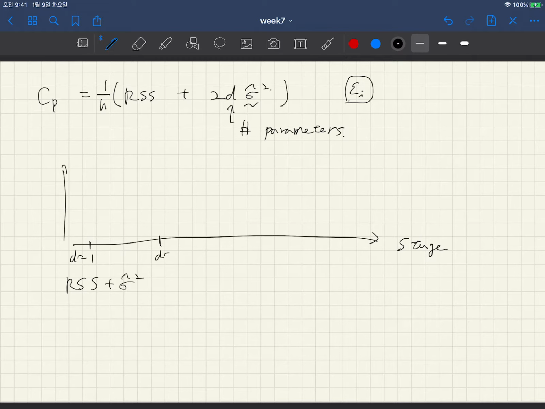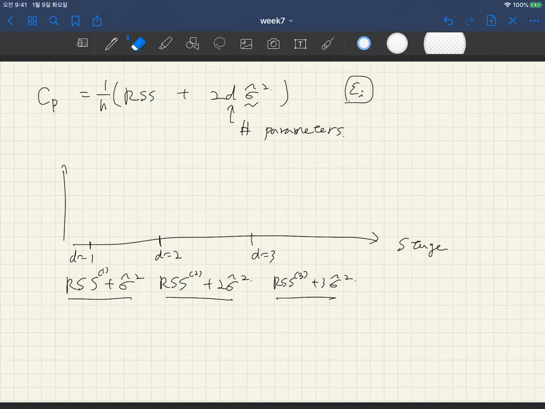At the second stage, when d equals 2, you will have a different RSS value. Let's say this is RSS1, this is RSS2. Since you use a model having two parameters, this will be plus 2 times sigma hat squared. Then d equal to 3 as well: RSS3 plus 3 sigma hat squared. Then just compare these Cp values to choose the best one.